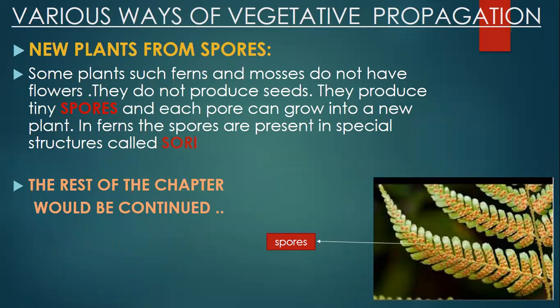Now, the next way is growing new plants from spores. Some plants, such as ferns and mosses, do not bear flowers. They do not even produce seeds. They have tiny spores which are present on the lower side of their leaves. These spores are stored in a special structure which we call sori. In the sori, the spores are present. Now, when the spores fall down, they can grow into a new plant.